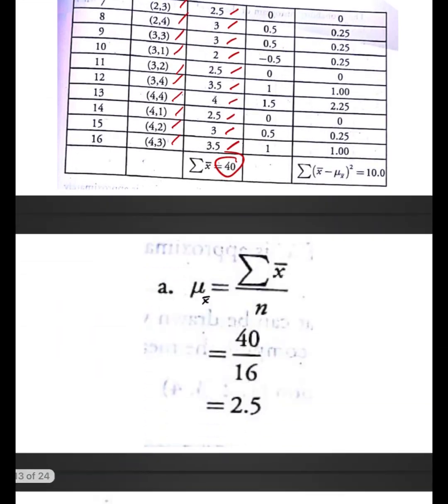We are now ready to compute the mean of the sampling distribution of means using the formula mu sub x bar is equal to the summation of the sample mean over small n. Replacing the summation of the sample mean, which is equal to 40, divided by the observations, 16, the quotient is equal to 2.5. And 2.5 is the mean of the sampling distribution of means.